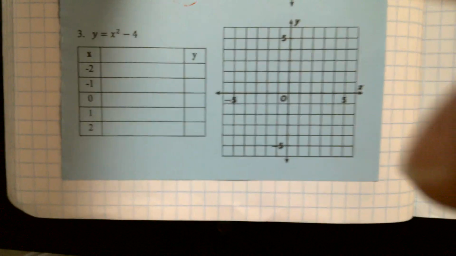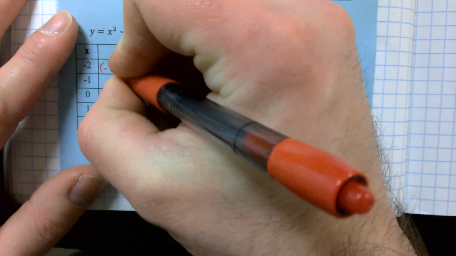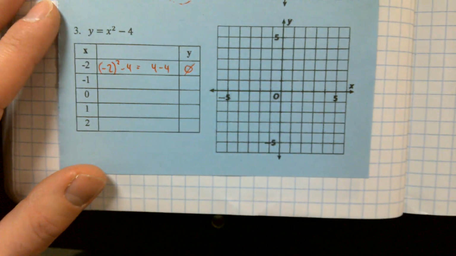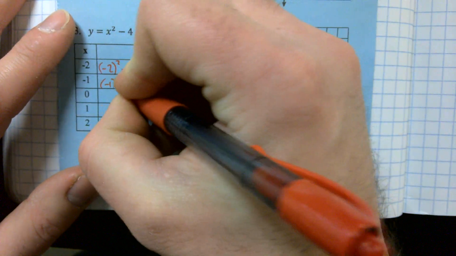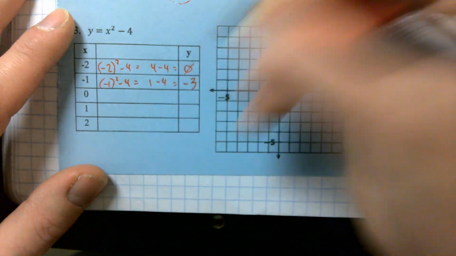Last but not least, number 3, x squared minus 4. If I plug in negative 2, what's negative 2 squared? 4. Well, what's 4 minus 4? 0. If I plug in negative 1, what's negative 1 squared? What's 1 minus 4? Negative 3.